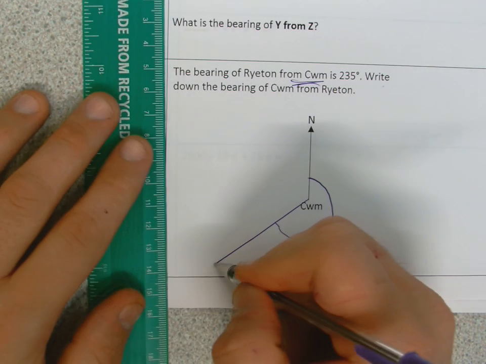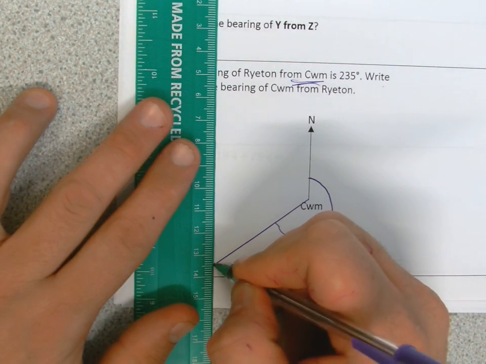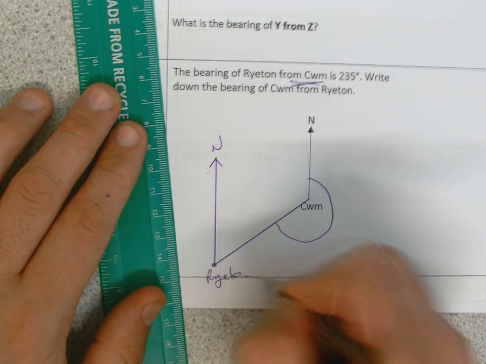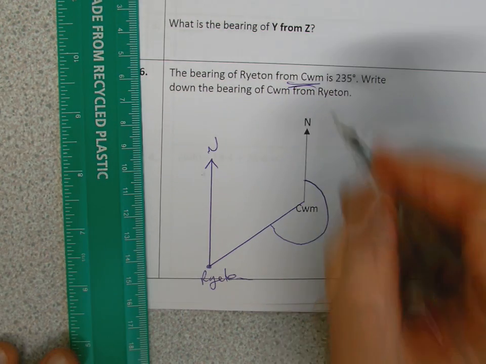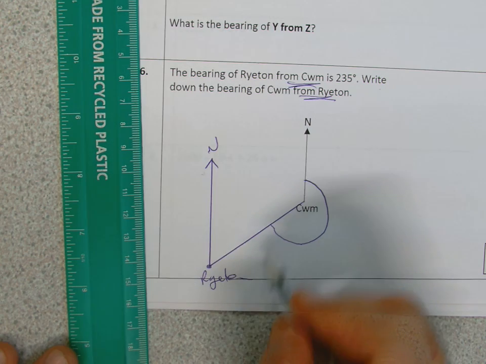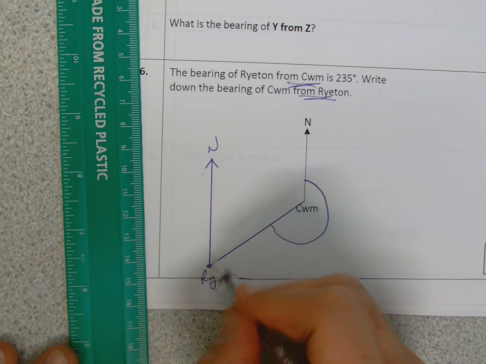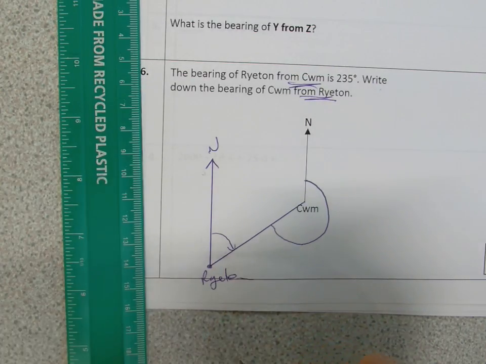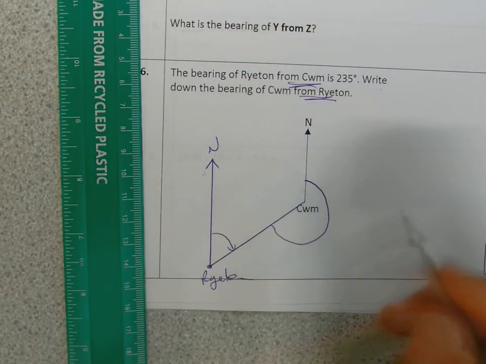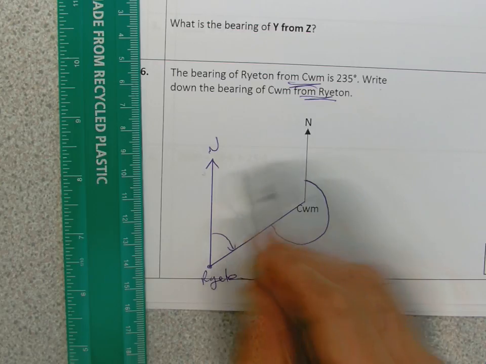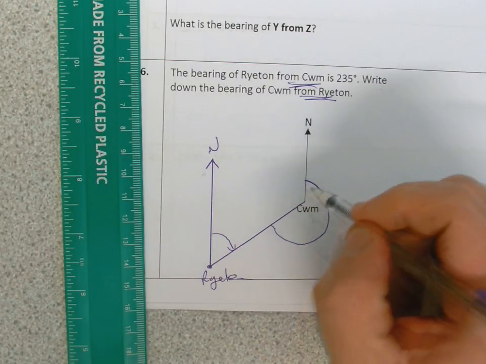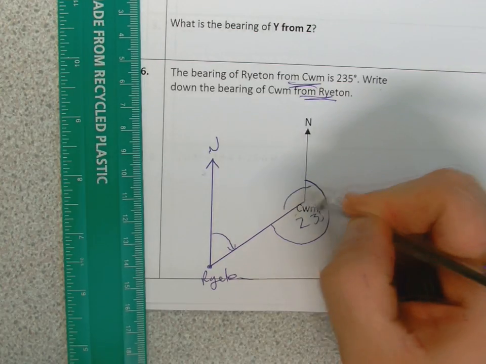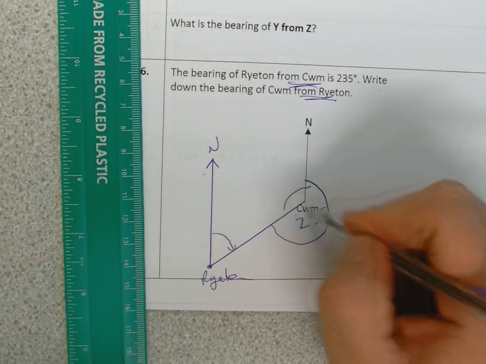If we draw Ryeton down here, and draw a north line for it, now we want the bearing from Ryeton. So at Ryeton, you'd measure from the north, clockwise, and you'd want that angle there. But again, use this idea of interior angles when you've got two north lines. So we know this is 235. Let's work out this interior angle. Let's work out what that is.